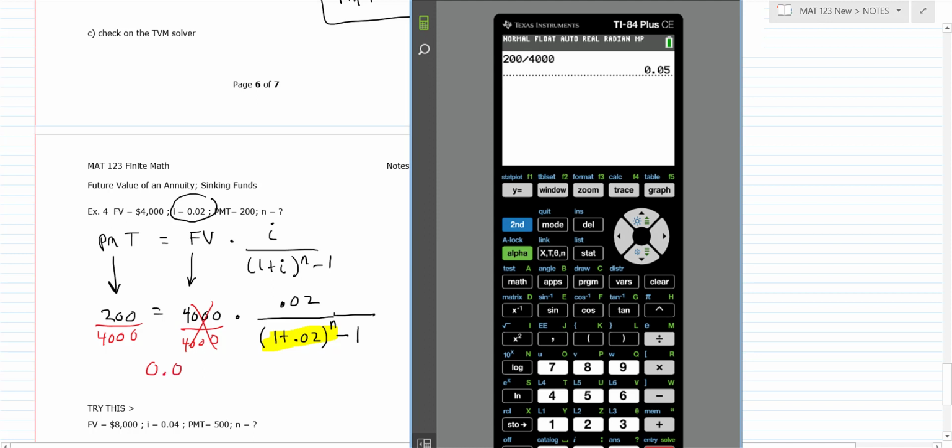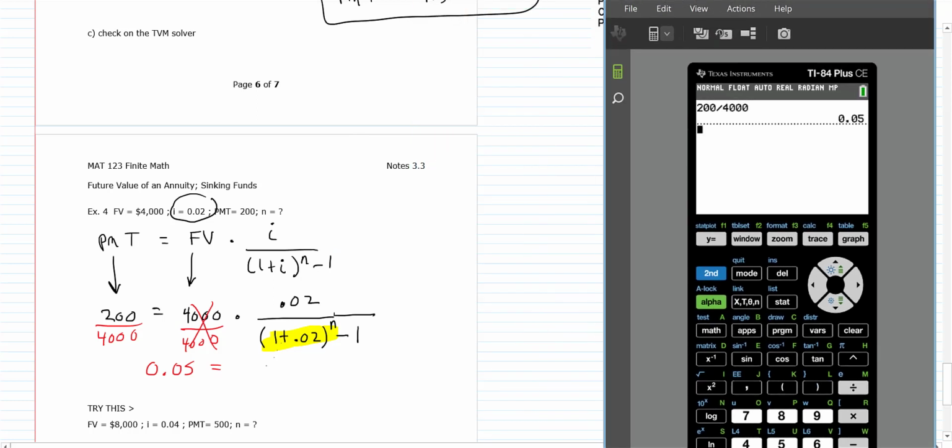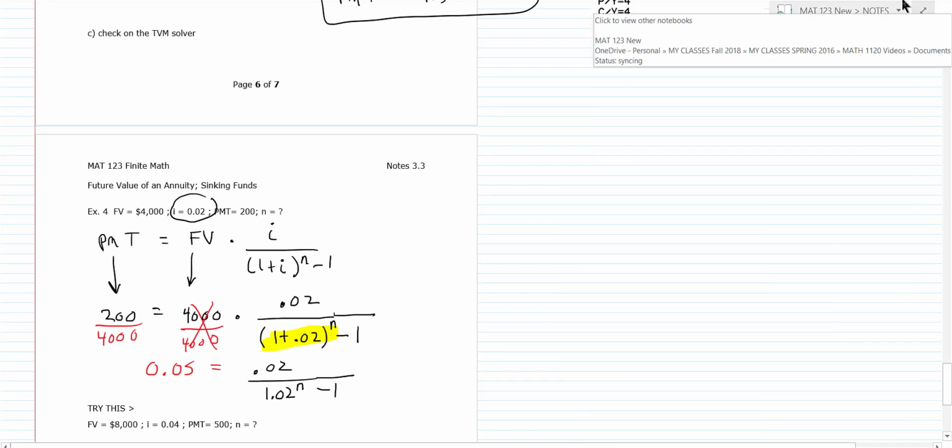So I got 0.05 is equal to, and now what I'm left with is 0.02 over 1 plus 0.02, and you can put that together if you want to, just write it like this. That's just 1.02 to the n power minus 1. Okay, so I'm going to do this by hand using logarithms.